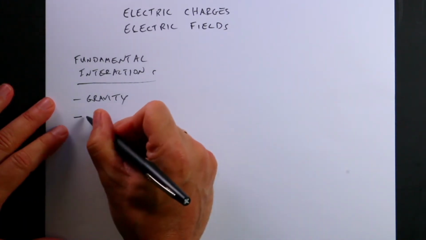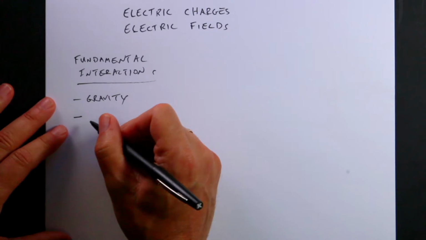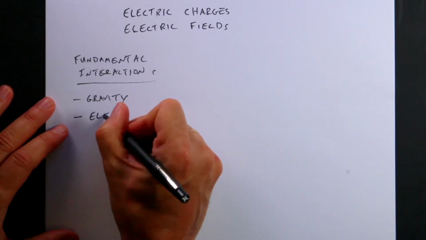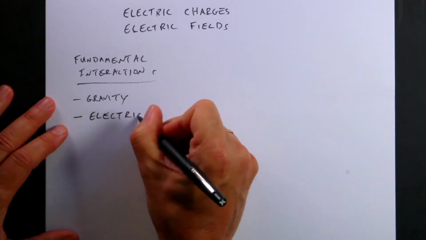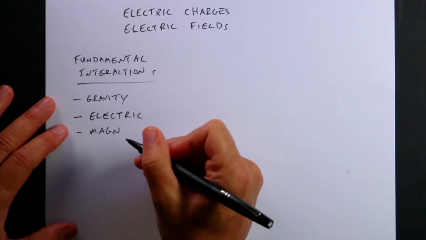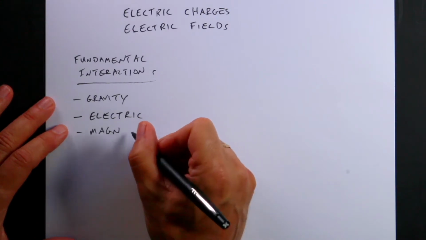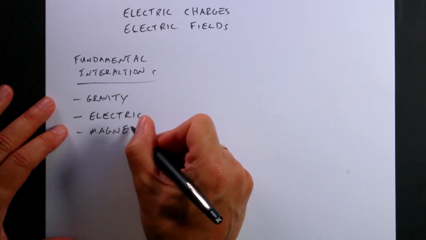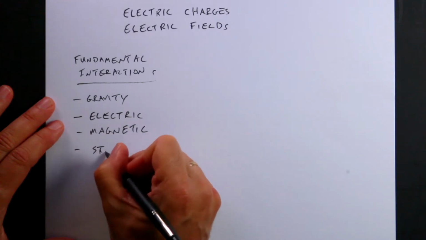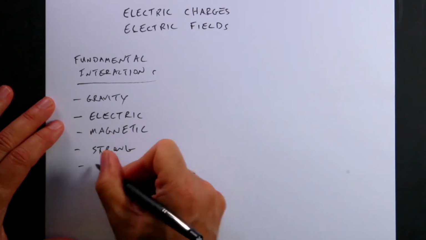Then we have the electromagnetic interaction, which I'm going to actually break into two pieces, the electric and the magnetic. And these are really just two parts of the same thing, but in this case, I think it might help to break them up. Magnetic. And then we have two other forces, the strong nuclear force and the weak force.